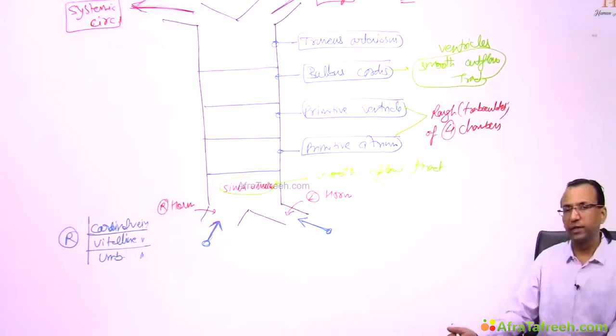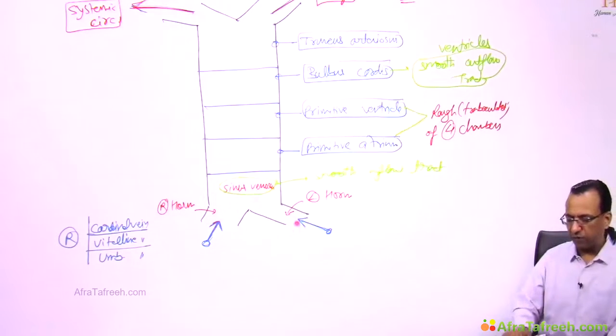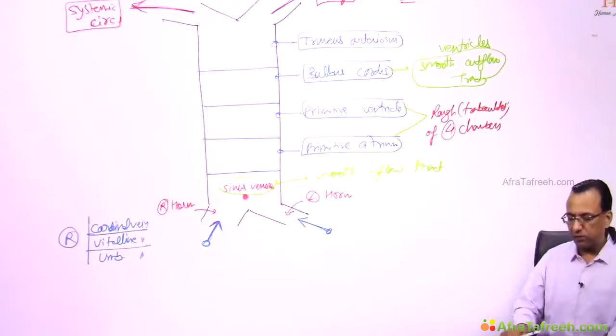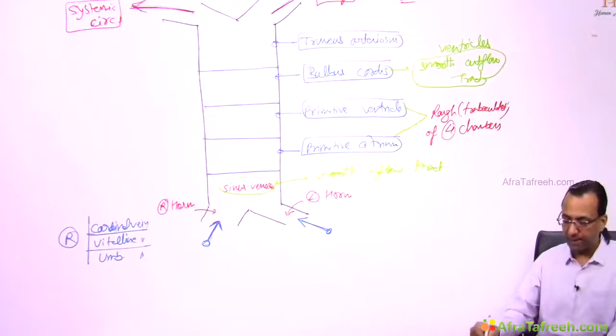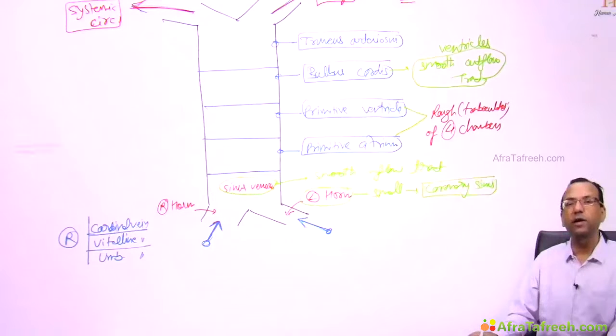But first you have to tell: what is the future derivative of the right horn of the sinus venosus and the left horn of the sinus venosus? Actually, the left horn of the sinus venosus will become very small, and when it becomes very small, it will change into the coronary sinus. And what is the coronary sinus? The coronary sinus collects the venous blood of the heart.